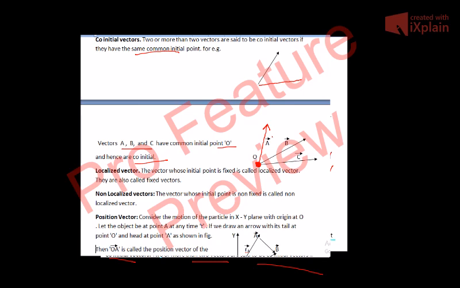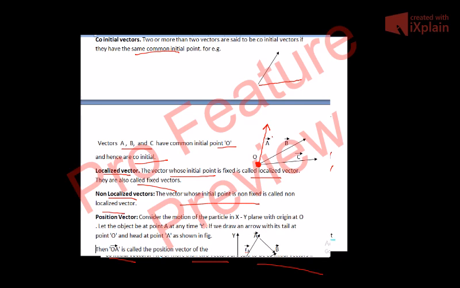Now, localized vector: the vector whose initial point is fixed is called a localized vector. They are also called fixed vectors. Non-localized vector: the vector whose initial point is not fixed is called a non-localized vector.